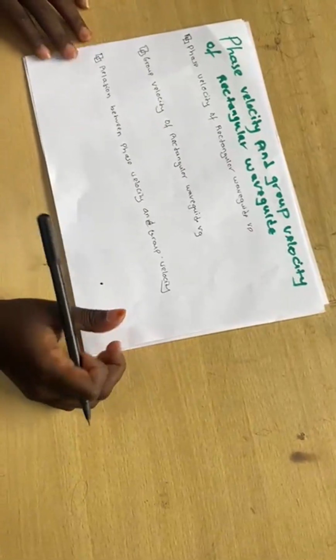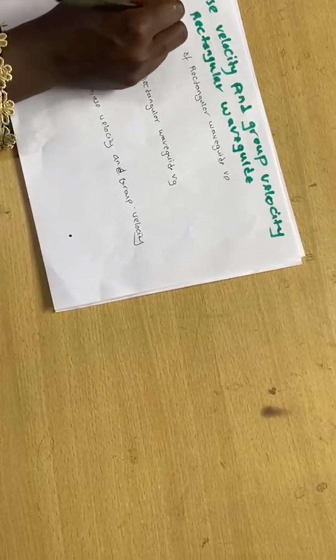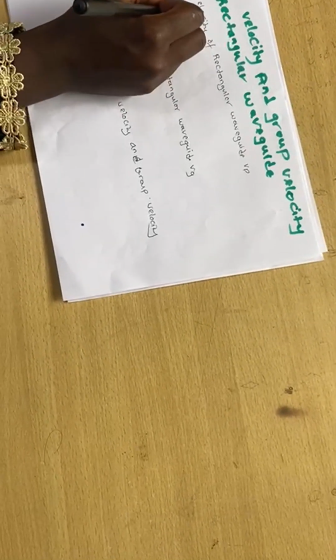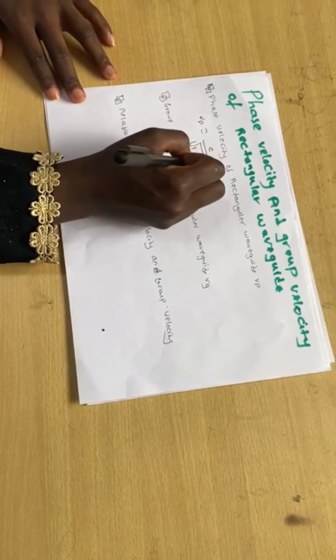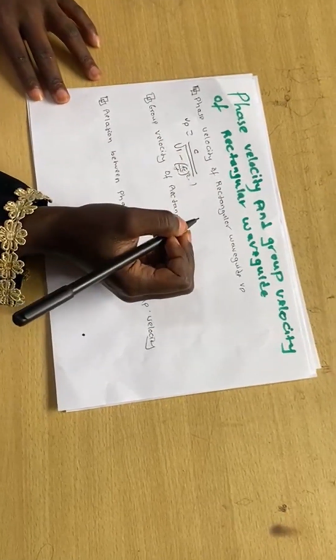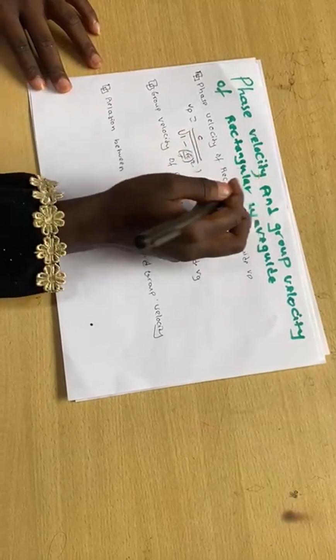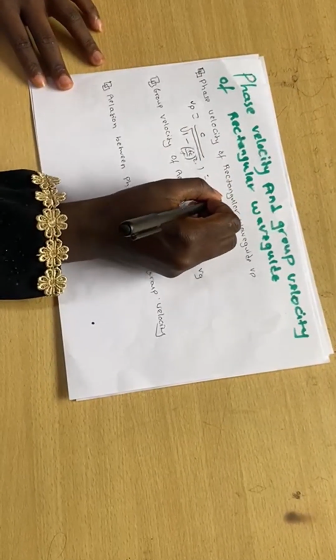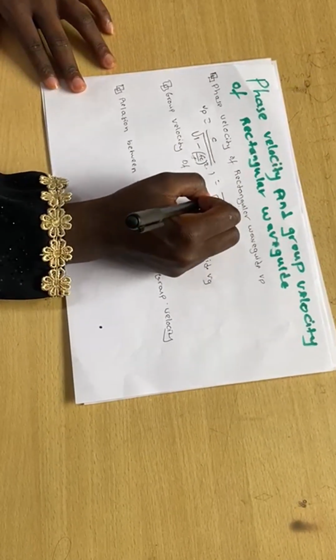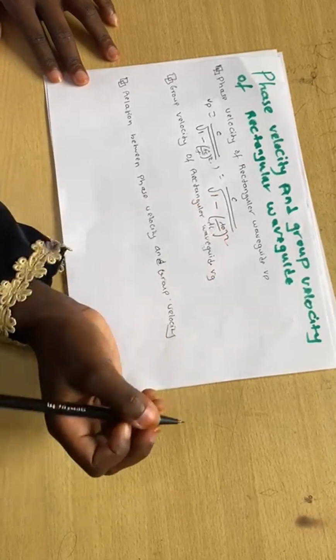Now for phase velocity of a rectangular waveguide, we're going to write the equation Vp is equal to C divided by square root of 1 minus (Fc by F) squared. This is in terms of F. We can also write this equation in terms of lambda. In terms of lambda, we are going to have phase velocity equal to C divided by square root of 1 minus (lambda naught by lambda C) all squared.